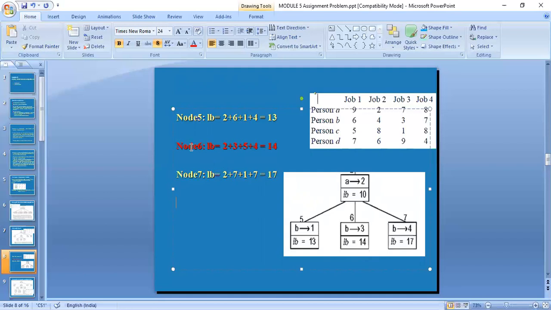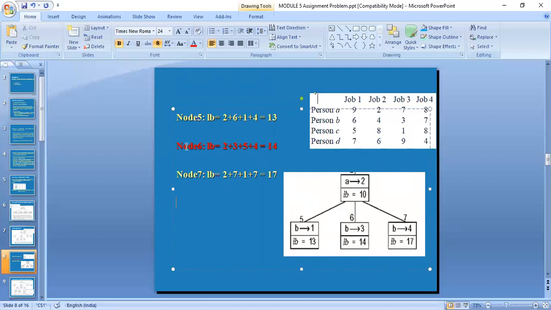Have you understood? Is it clear? I will repeat it once again. Job 2 is taken for person A. Person B, the choice is 3, so we have taken the value as 3. Now person C, the least value is 1, but 1 is job 3 and it's already assigned to B, so we cannot choose it. We need to move to the next value. The next value is 5, so we have taken 5. Person D, the least value is 4 and you have taken it. So the value is 14.